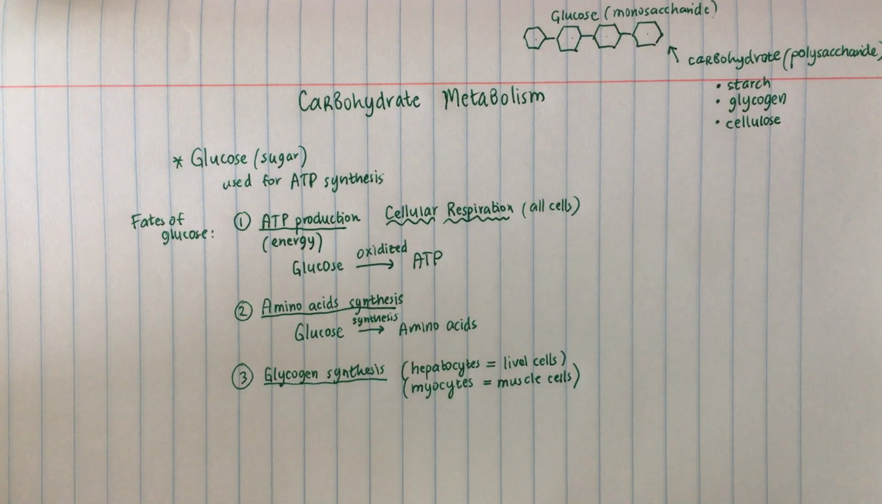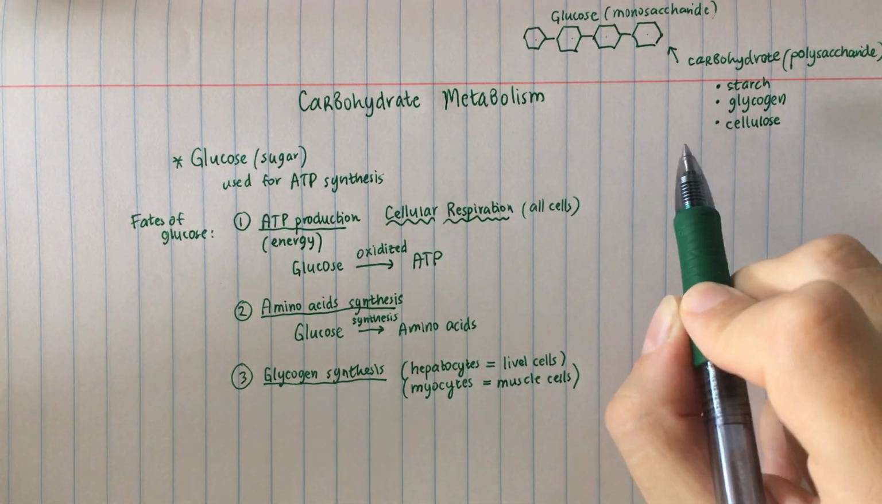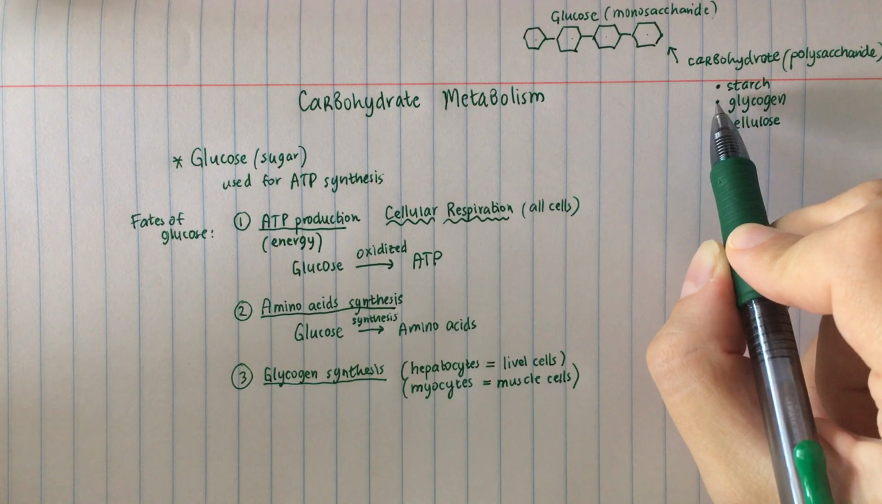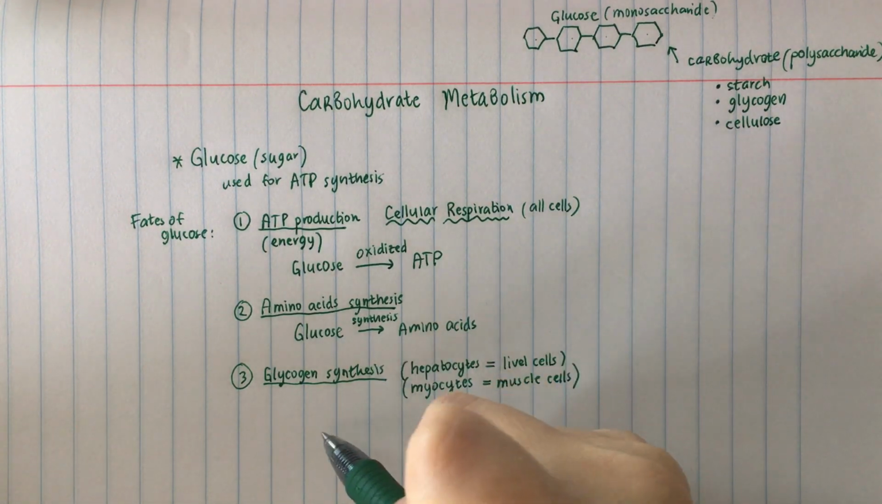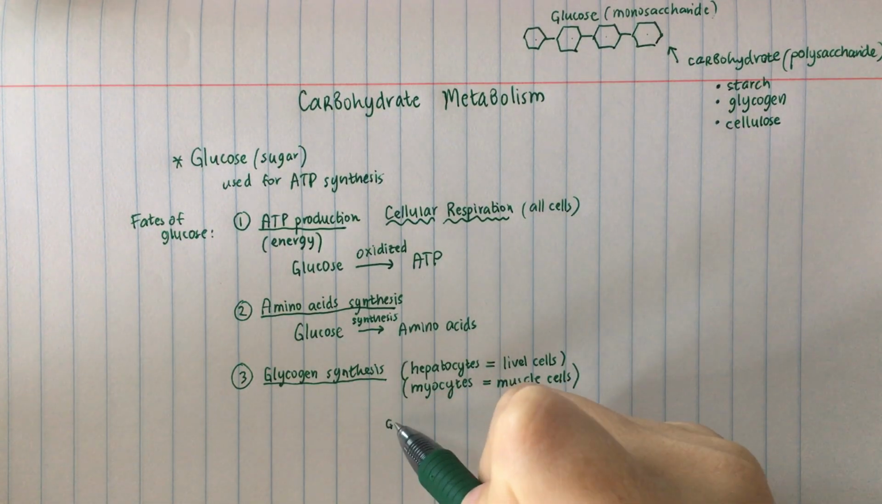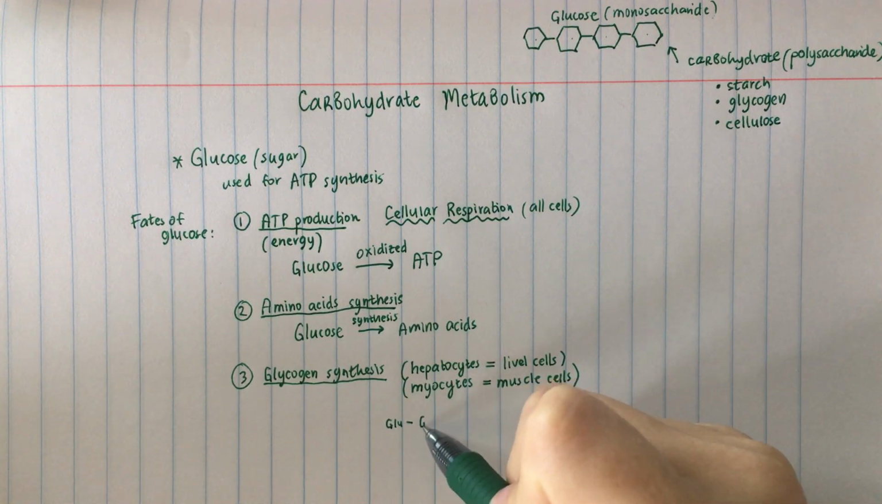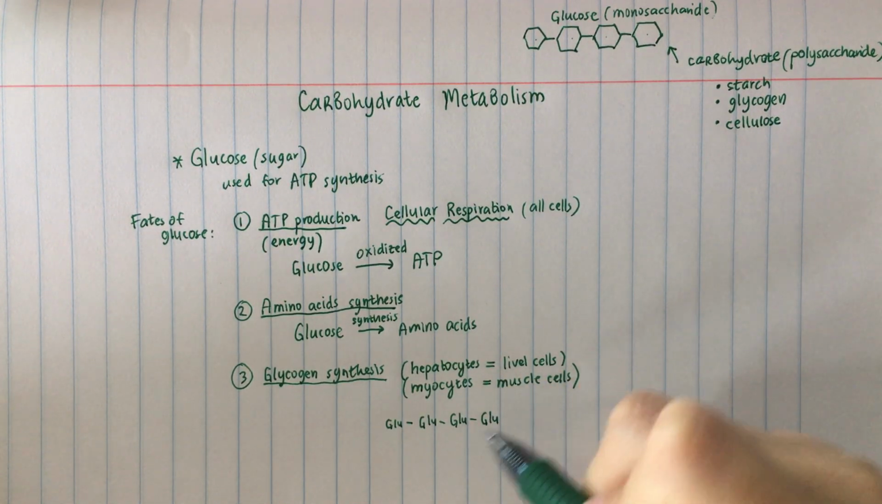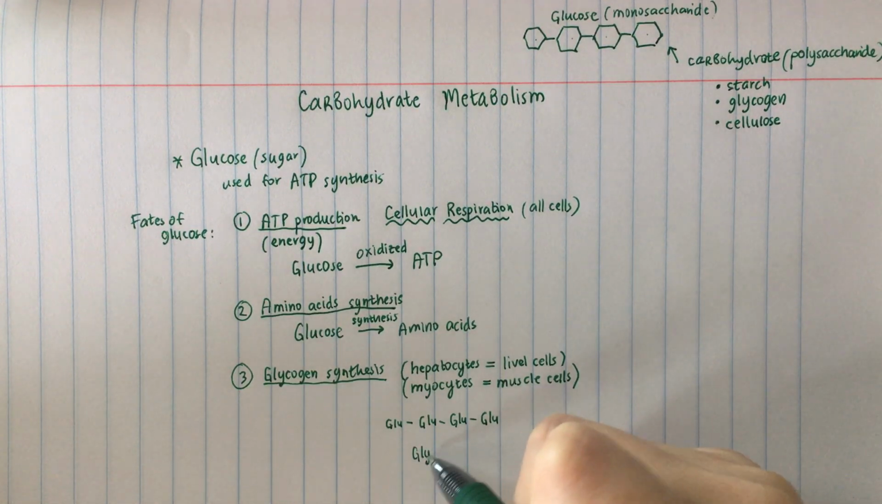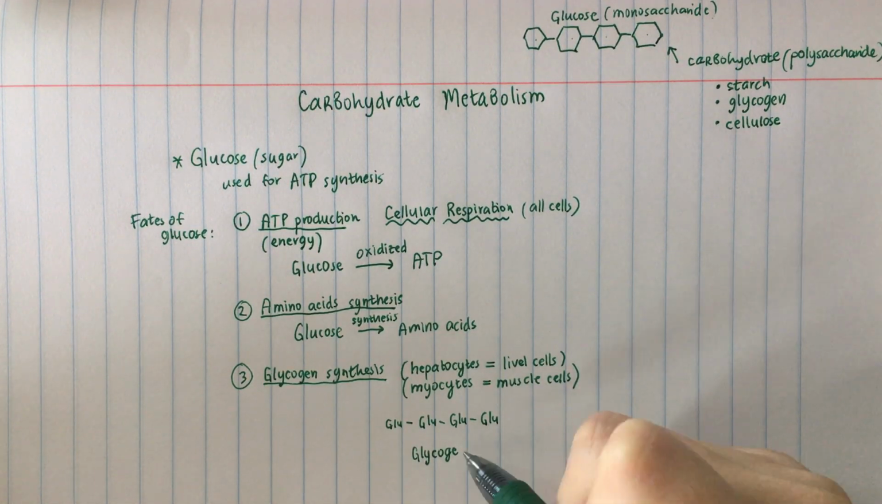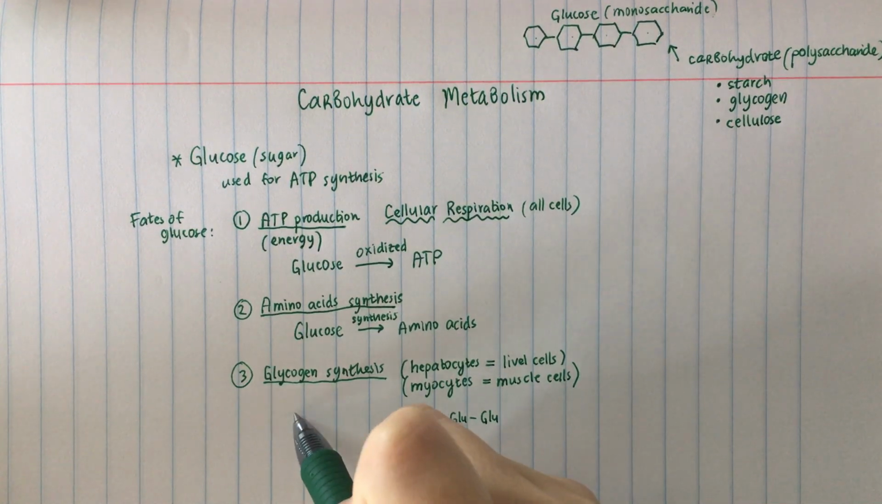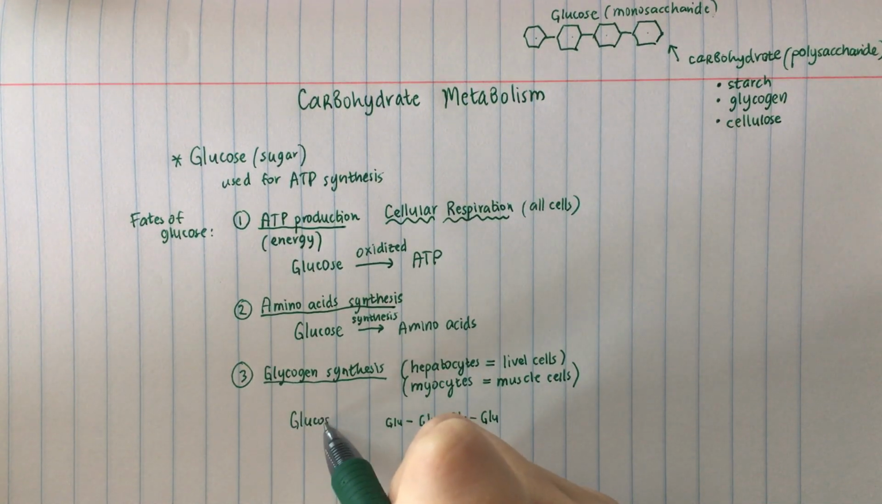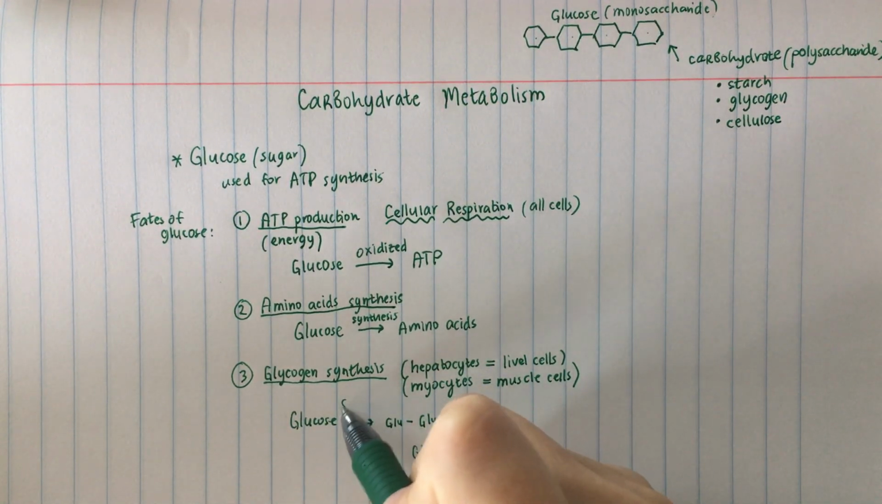So we already learned that glycogen is an example of a carbohydrate. That means glycogen is actually made out of many glucose units. So glucose, glucose, glucose connected together. So this is glycogen. And it's made out of glucose through the process of synthesis.